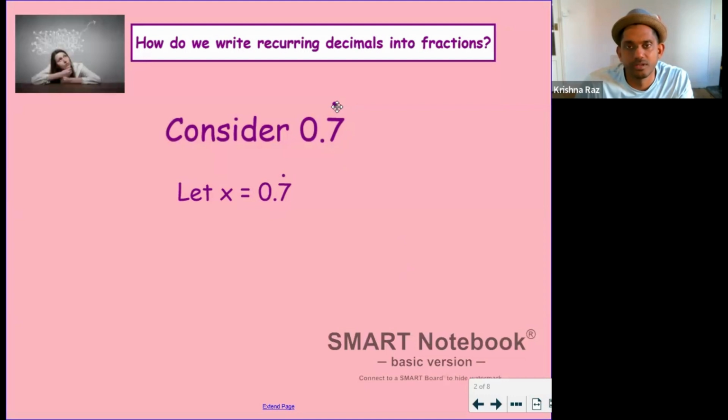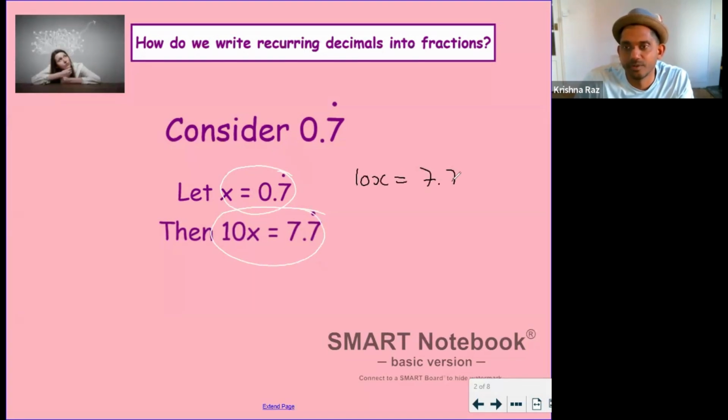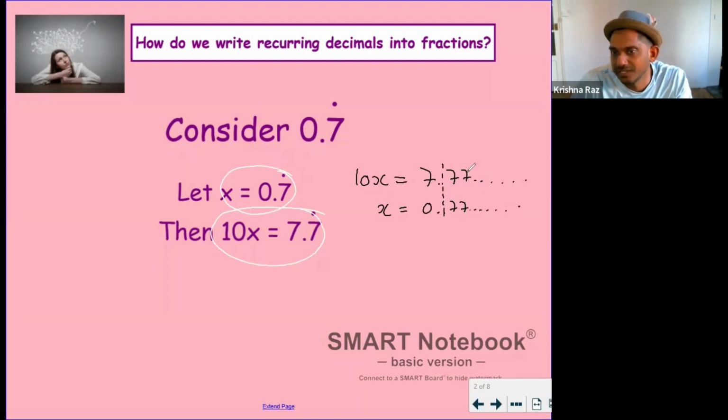Because there's one recurring dot, what we'll do is multiply by 10 once, and that will give us this. The neat trick is we will subtract x from the 10x. So I'll rewrite it. What we have is 10x equals 7.77777, and we know x equals 0.77777. So when we subtract, you'll see the recurring part will cancel.